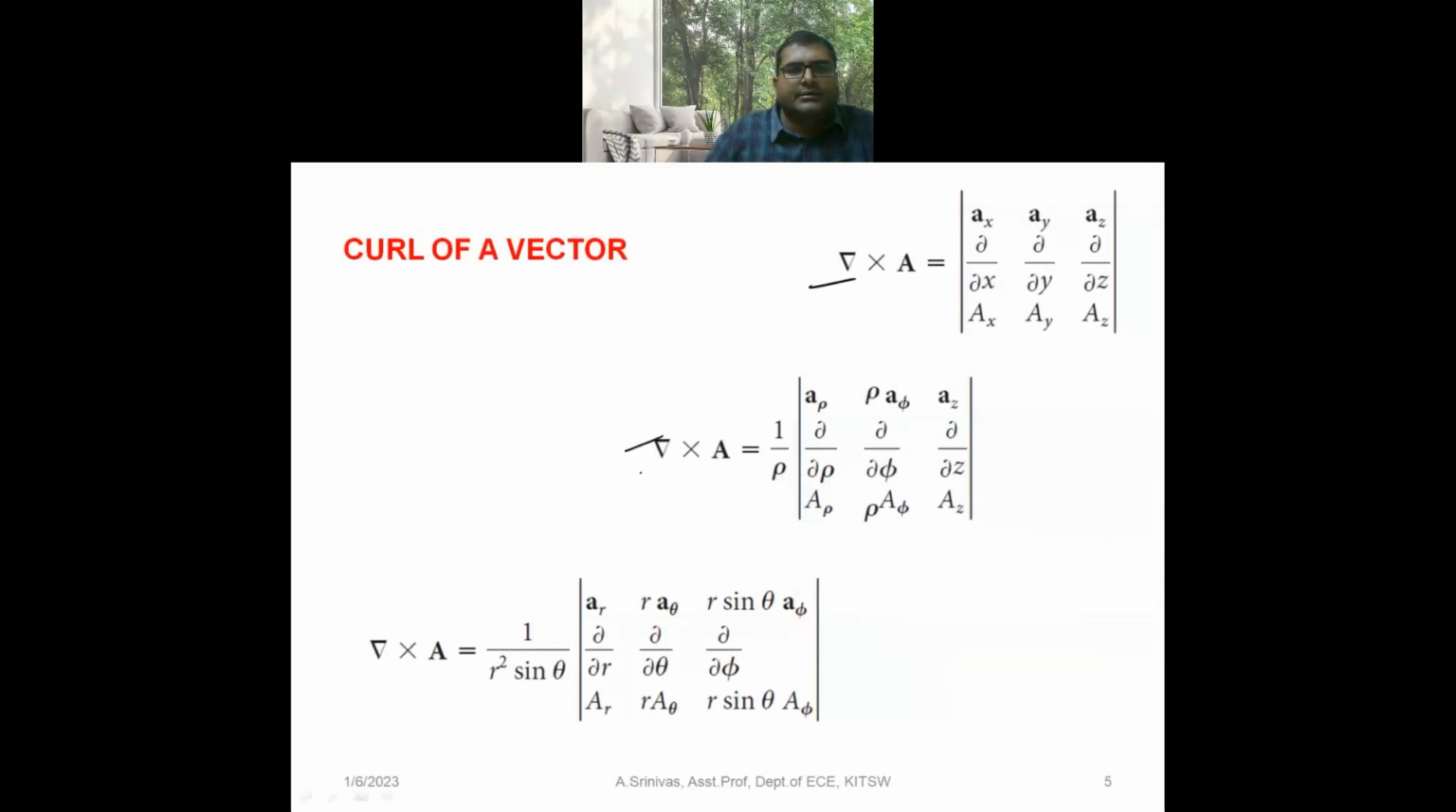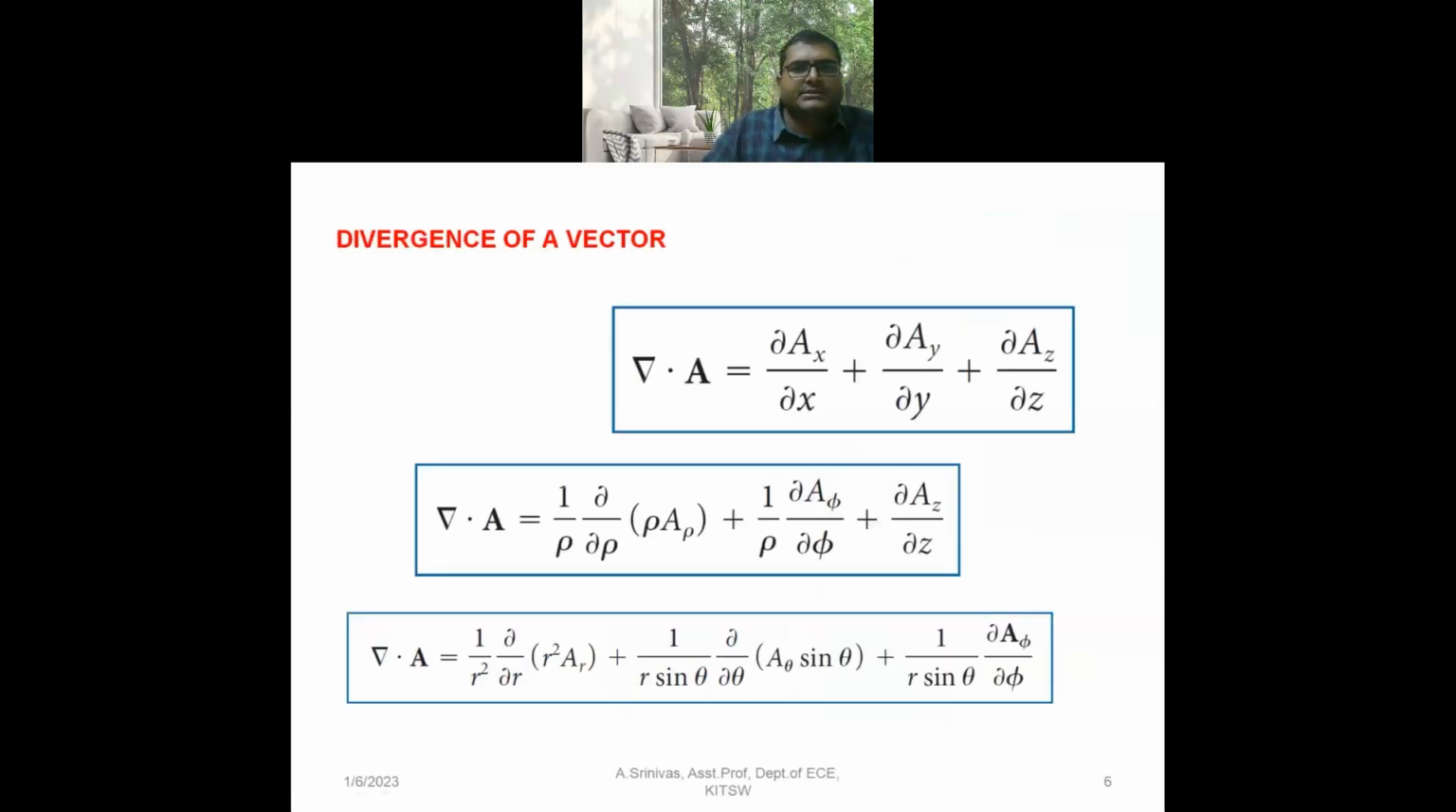Once again, note down the curl of a vector in Cartesian, cylindrical and spherical coordinate systems. 1 1 1, 1 rho 1, 1 r sine theta, with denominators 1, rho, and r square sine theta. And the simplified equations are given below. Refer to those equations.